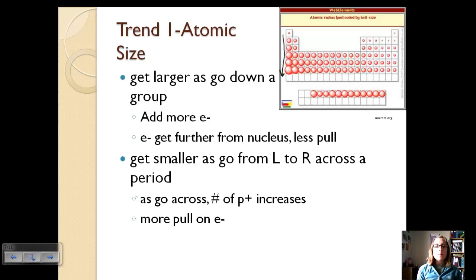Atomic size will also get smaller as we go from left to right across the period. So if I was drawing my arrow towards the larger ones, I would draw my arrow this direction. This is the biggest element, and up here is the tiniest element. Okay, and so the reason they get smaller as we go across towards the nonmetals is because as we go across, the number of protons increases, and these create more pull on the electrons. Okay, especially up here, we don't have many electrons, and those protons are really going to pull on them, keeping them in really tight and small.